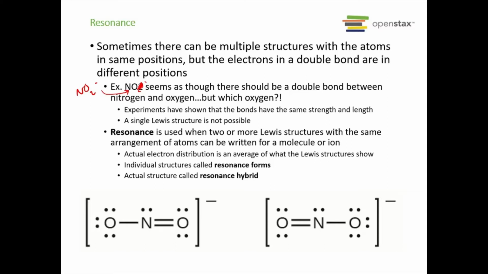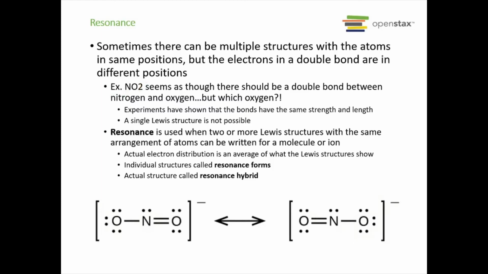Neither one of these Lewis structures is correct. So the concept of resonance is used when you have 2 or more Lewis structures with the same arrangement of atoms that can be written for a molecule or ion. The actual electron distribution is an average of what the Lewis structures show. Each individual structure is called a resonance form, and the actual structure is a resonance hybrid. We can rewrite these by putting an arrow going back and forth to show that these are resonance forms of each other.